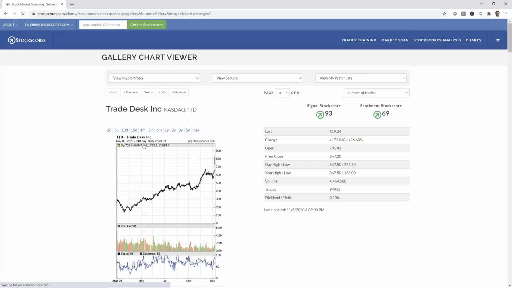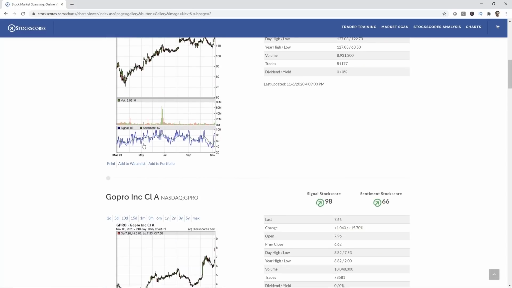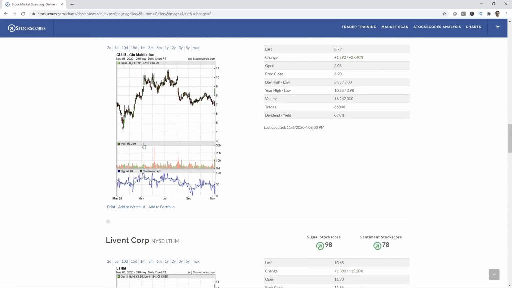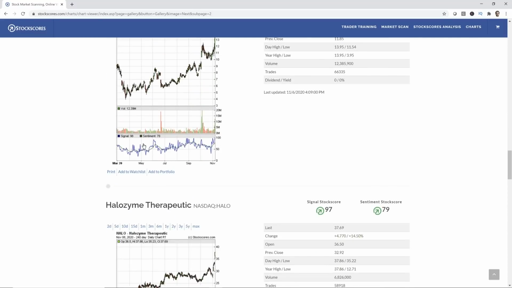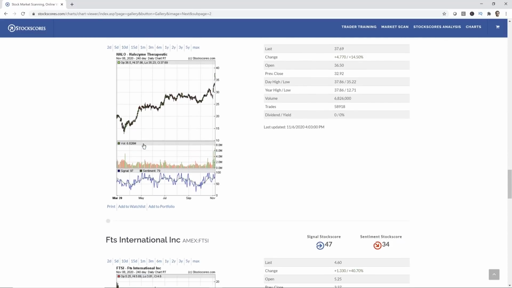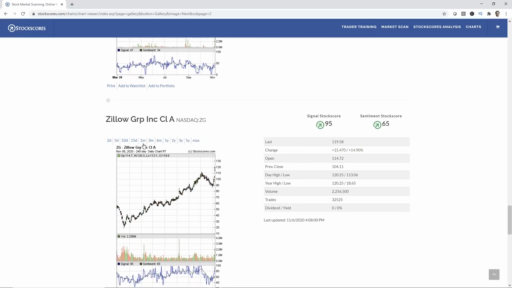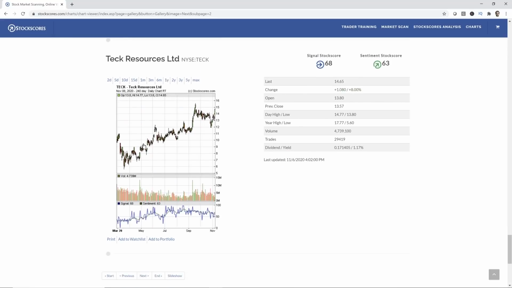So just continuing along, and this is really the process. It's pretty straightforward. You run the scan, and then you go through the charts looking for the patterns that I teach you to look for in the different education modules that we have in the members area of Stockscores. And you can go to the Stockscores website to learn more about that.